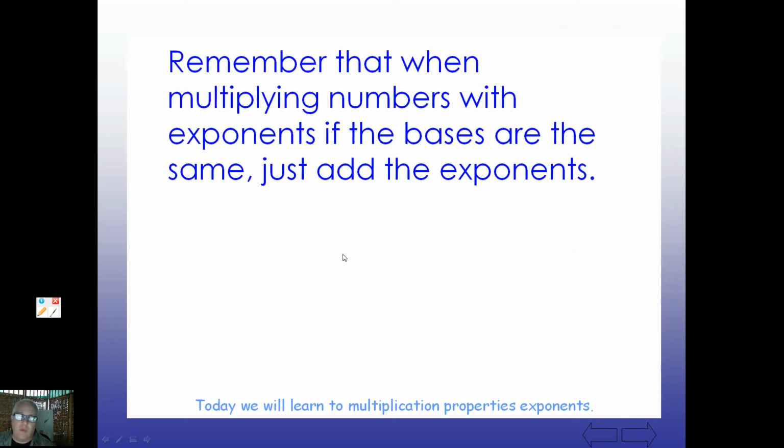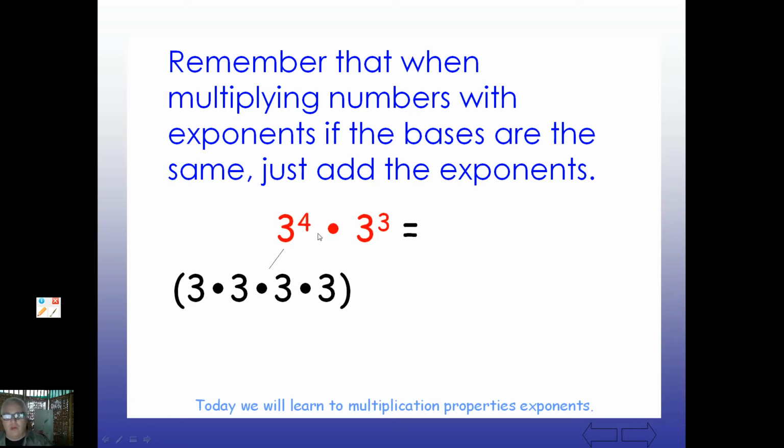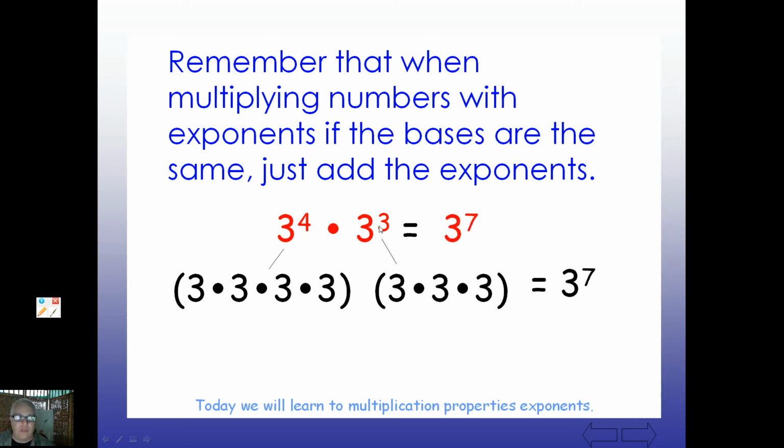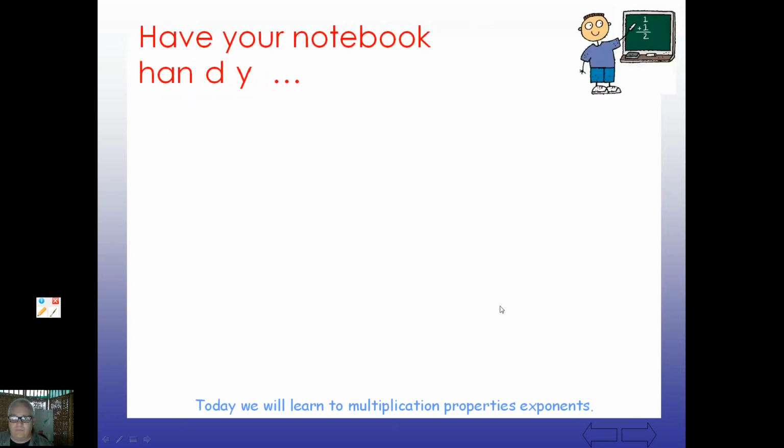Alright, remember that when multiplying numbers with exponents, if the bases are the same, just add up the exponents. So like we saw yesterday, 3 to the 4th power is just like this, and 3 to the 3rd power gives you 3 more. How many total 3's do you have? Well, of course we have 7. And we learned yesterday we can just simply add these two exponents. 4 plus 3 is 7.